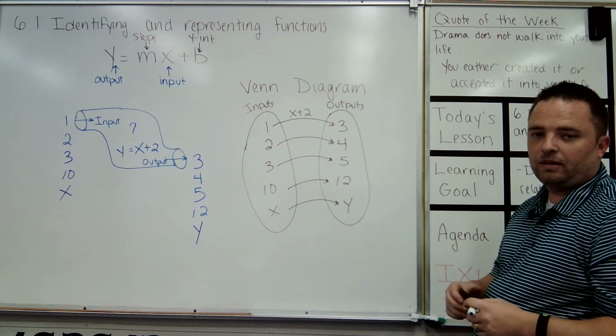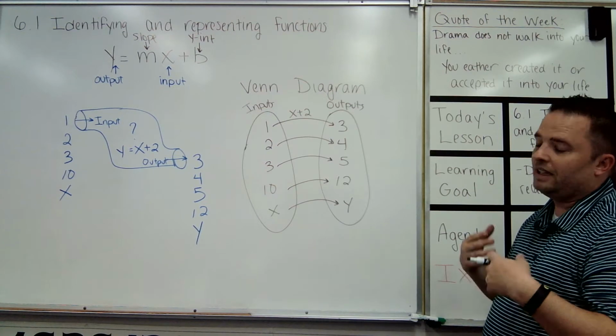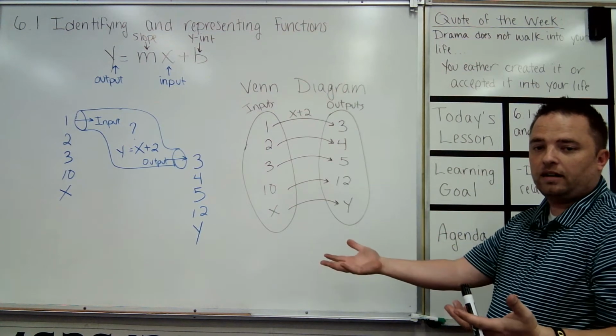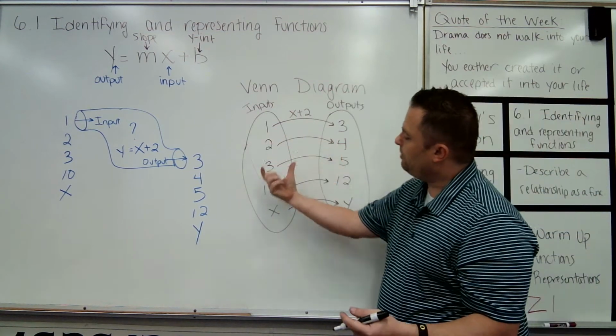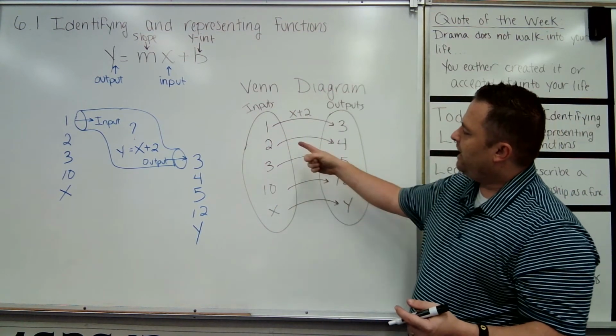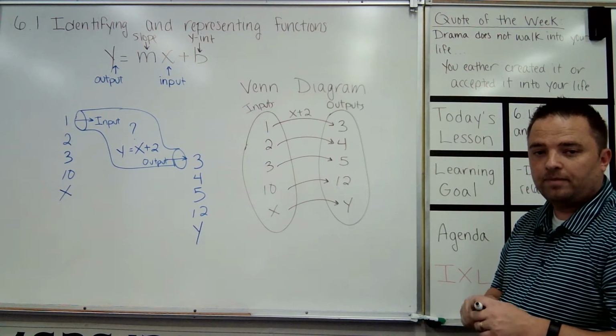This is known as a Venn diagram. We're going to be using Venn diagrams to decide whether something is a function or whether it's not. The goal of today is to be able to look at a relationship between inputs and outputs and decide whether the relationship is a function or not.